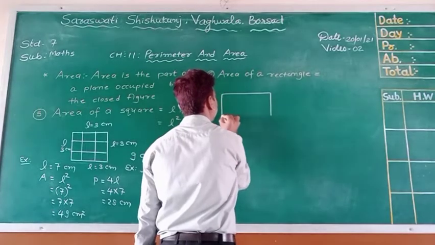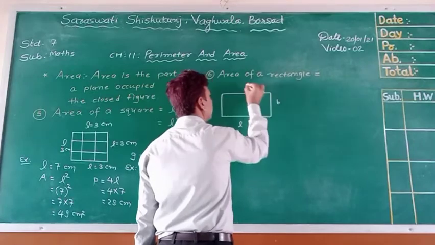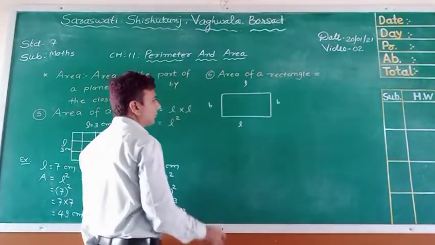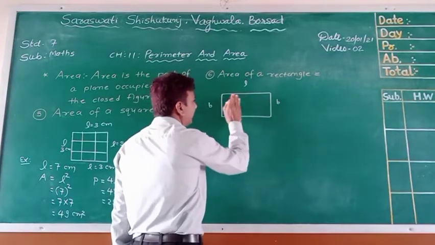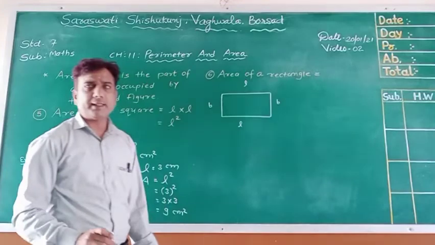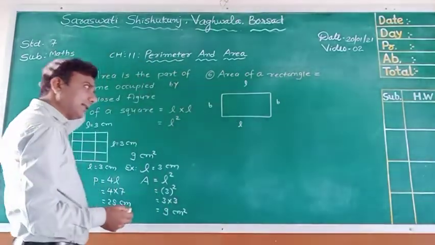This rectangle, this length and this breadth, this length and this breadth. Okay. So area means the inside space of the boundary. Inside space of a boundary, that means area. So here we want to find its area.